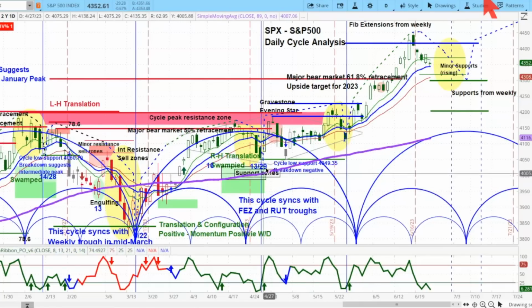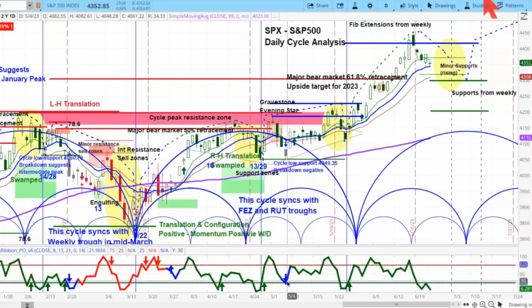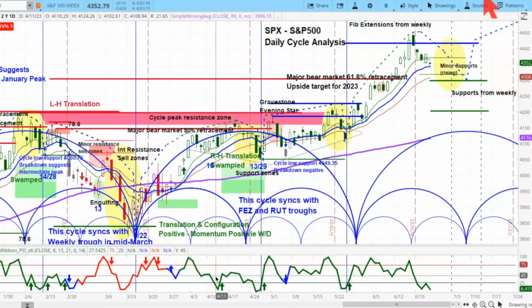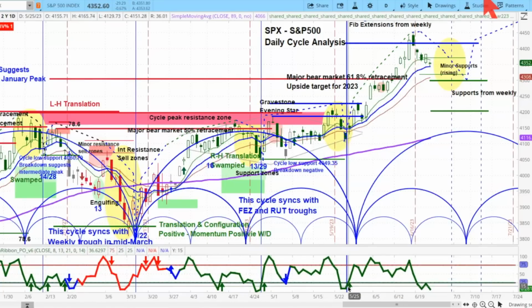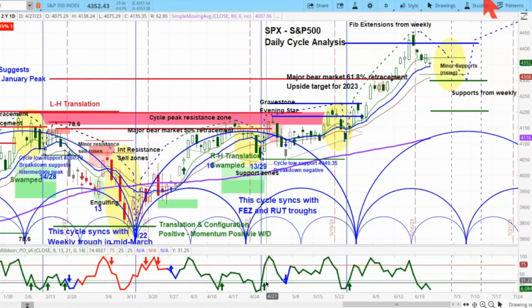You could see the slim ribbon in here. The slim ribbon PO shows you that little blue arrow there. That's the only time it neutralized in here. And these green arrows are giving you signals of upside resumptions in momentum conditions. Those were very positive conditions right in here.